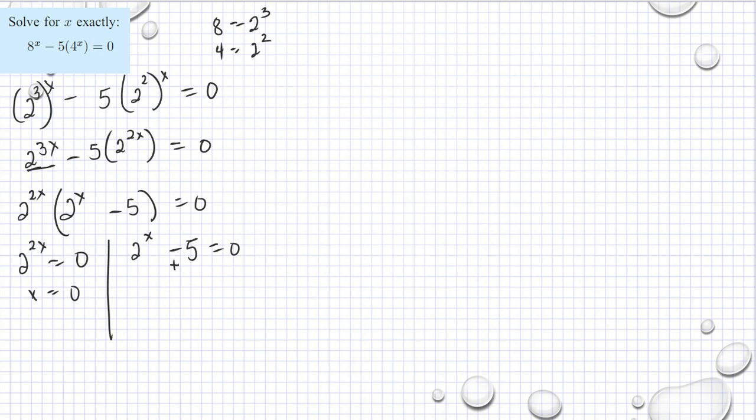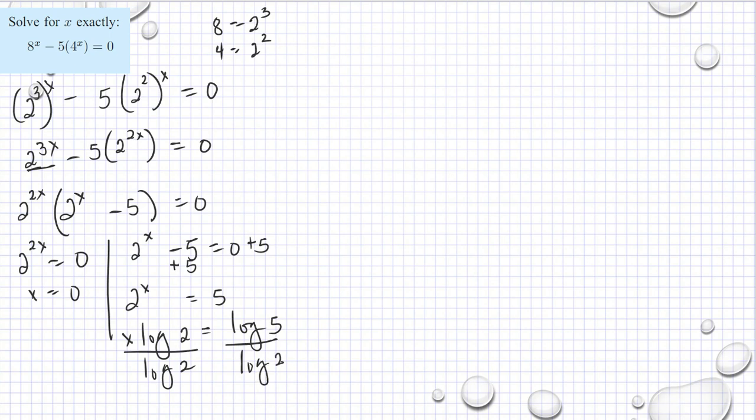I will add 5 to both sides of the equation first. And then we have 2 raised to x is equal to 5. Now we are ready. x times the logarithm of 2 is equal to the logarithm of 5. Divide both sides of the equation by the logarithm of 2. Then we have x is equal to the logarithm of 5 divided by the logarithm of 2.